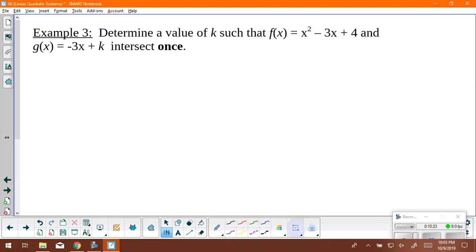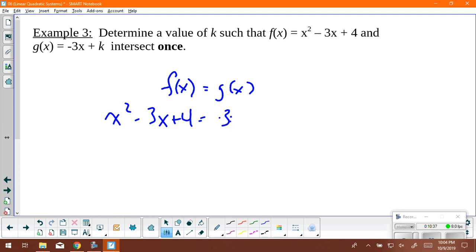We should have the idea of this by now. Let's set them equal to each other: f of x equals g of x. So x squared minus 3x plus 4 equals negative 3x plus k. Bring everything over. So we have basically x squared, the three x's are going to cancel, so plus 4 minus k is equal to 0.